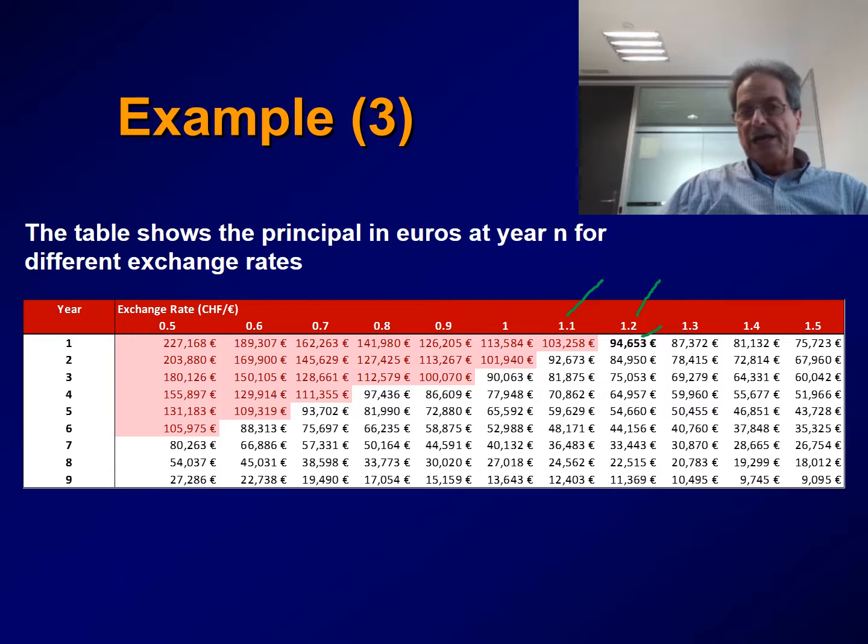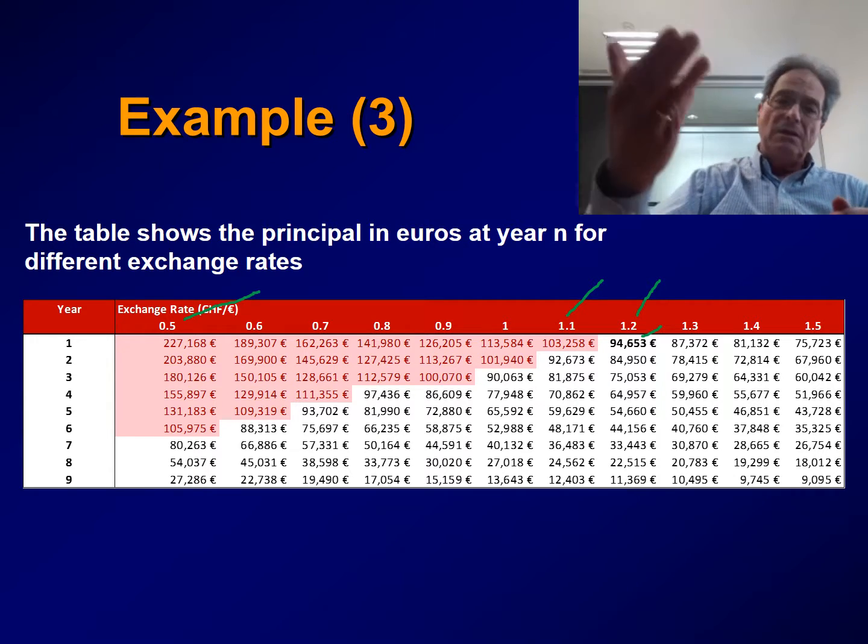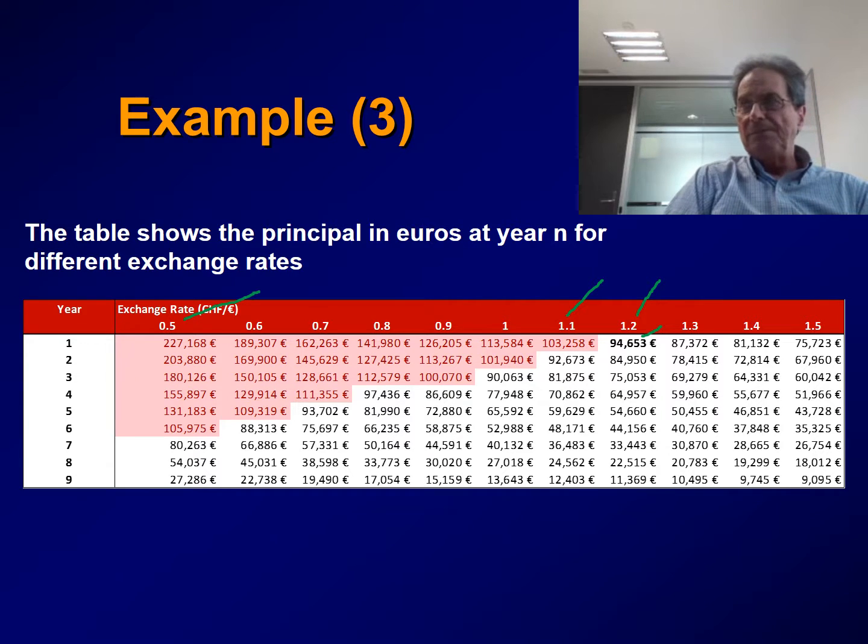Of course, as the exchange rate goes down, meaning that the Swiss franc is revalued more and more, my principal at the end of year one is even higher in terms of euros. In this extreme case, in which the exchange rate falls to 0.5, my principal at the end of year one will be 227,168, which is more than double my initial principal of only 100,000 euros. So what we see in this table is also what would happen if the change in the exchange rate takes place in year 2 or 3 or 4 or 5, etc.